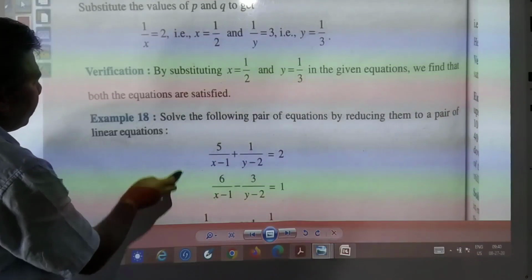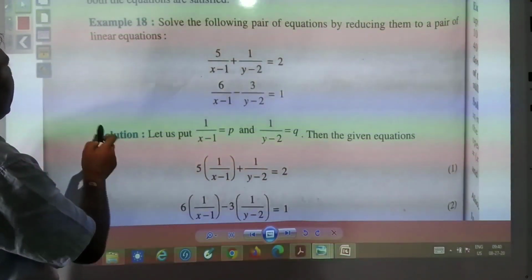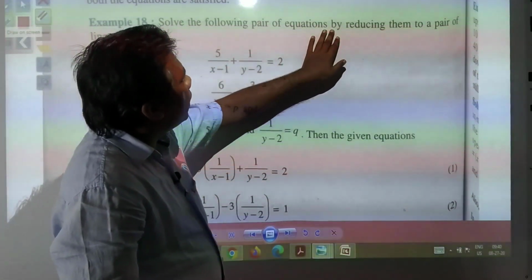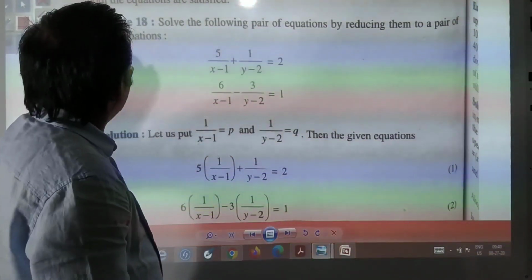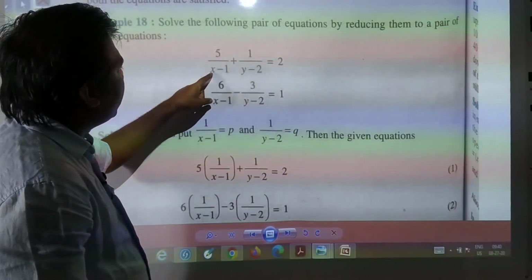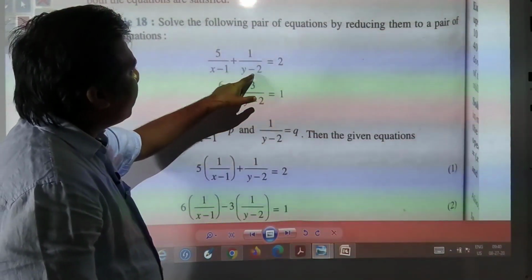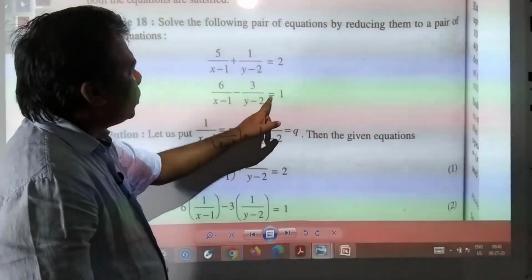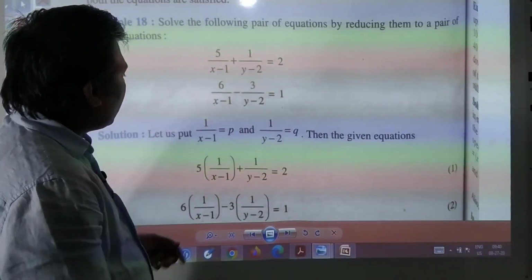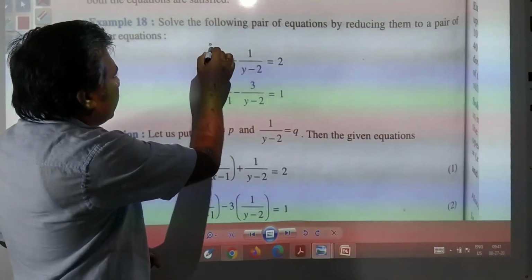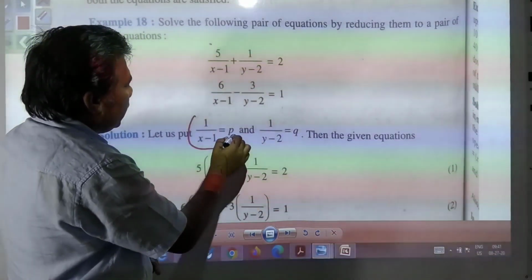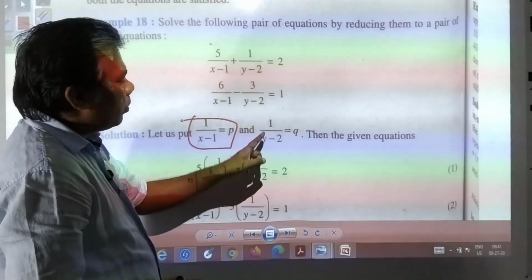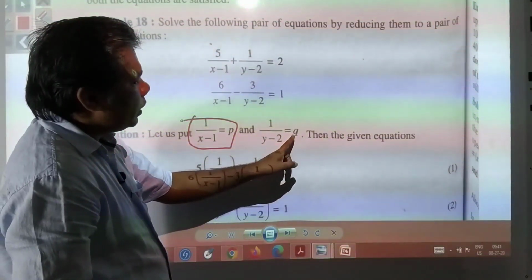Next you see example 18. Solve the following pair of equations by reducing them to a pair of linear equations: 5 by x minus 1 plus 1 by y minus 2 is equal to 2, and 6 by x minus 1 minus 3 by y minus 2 is equal to 1. So now again, 1 by x minus 1 is assumed as p, and 1 by y minus 2 is assumed as q.